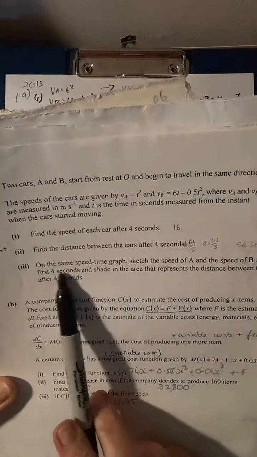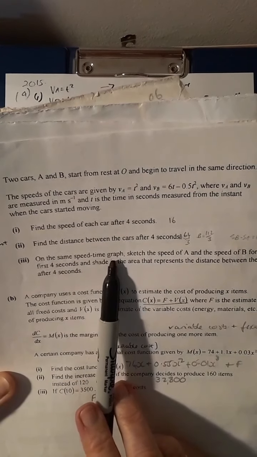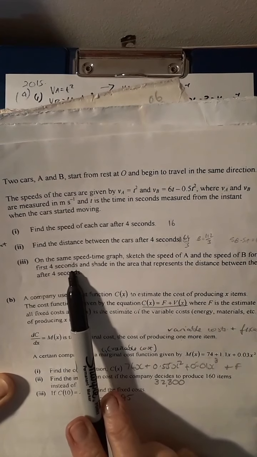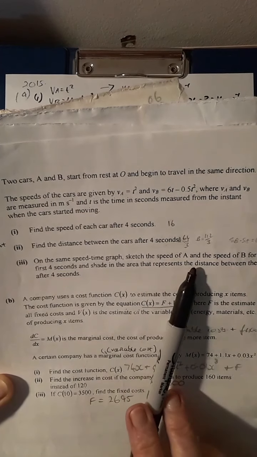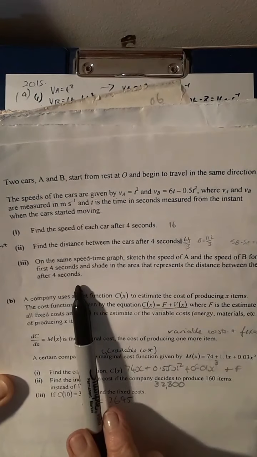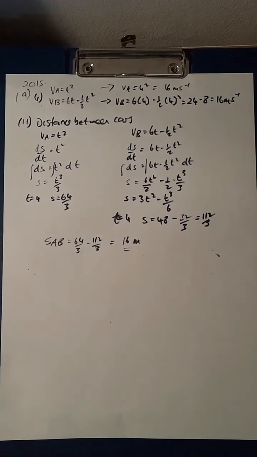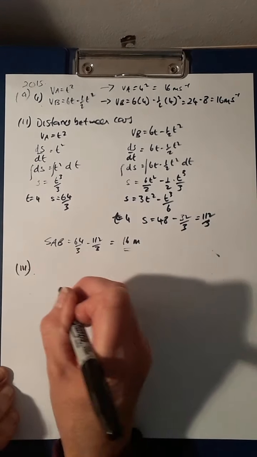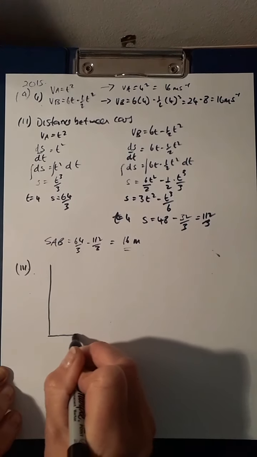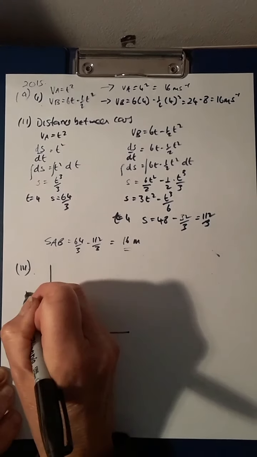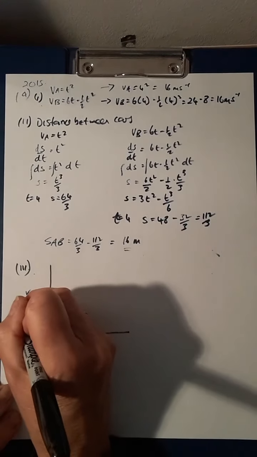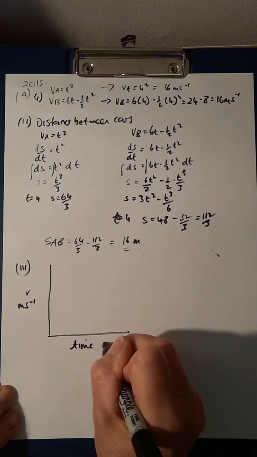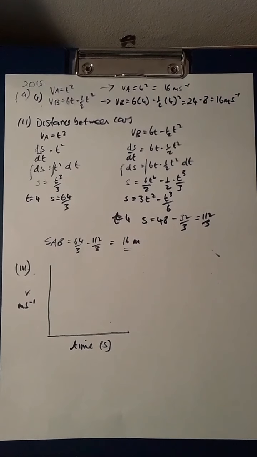Okay, the third part. On the same speed-time graph, sketch the speed of A and the speed of B for the first 4 seconds. Shade in the area that represents the distance between them after 4 seconds. So it's just a sketch for this part. I'll get an axis. The velocity will be up the y-axis because that's changing in meters per second. Don't forget to label the axis. The time along the x-axis would be in seconds.